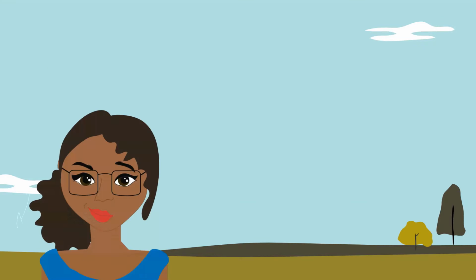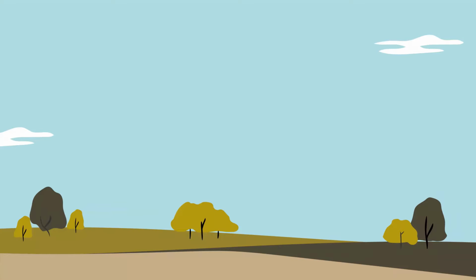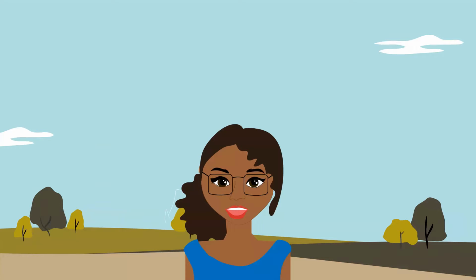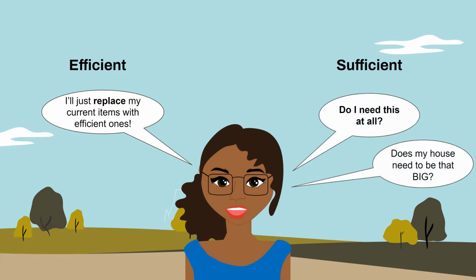So to start off, we must ask ourselves, what is sufficiency in design? I'm not surprised that you are confused about it. Sufficiency isn't mentioned enough when discussing design. Most of the time, people try their hardest to be efficient, but efficiency isn't enough. We as humans must ask ourselves, what do we really need?